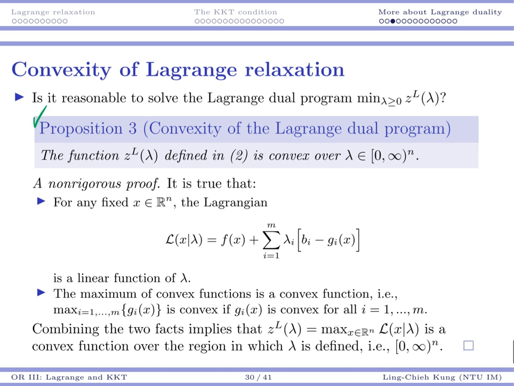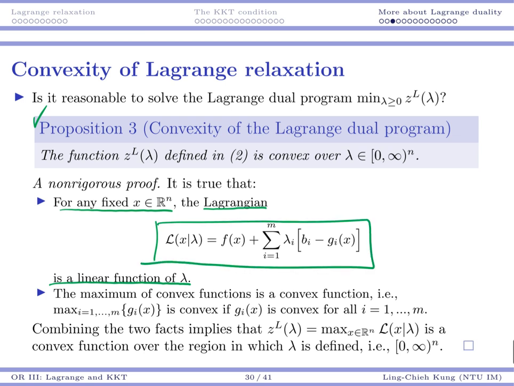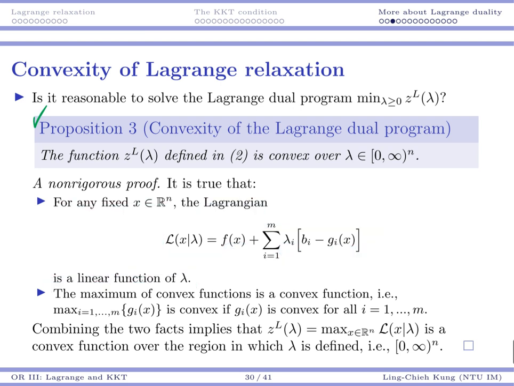Proving this requires a lot of foundations, so we're not going to rigorously prove it, but let's talk about the proof. We have two facts. The first is that for any fixed x, our Lagrangian is a linear function of lambda. Let's take a look at this function. You have x, you have lambda. If x is a fixed value, if you are given x and have no idea about lambda, then this is a linear function of lambda. I hope that makes sense.